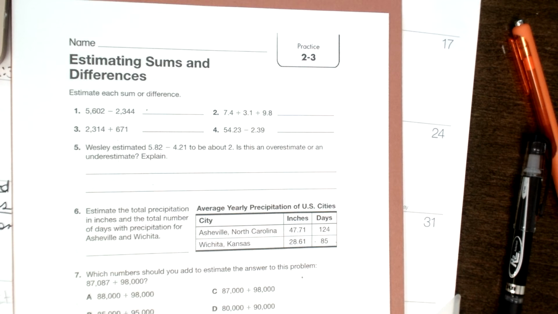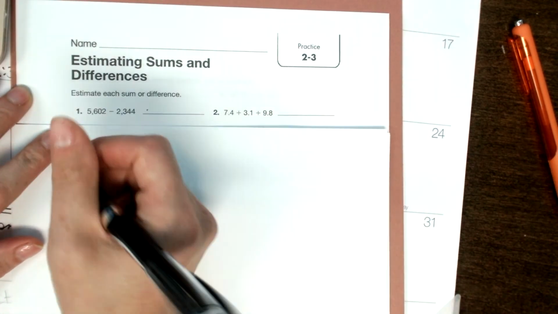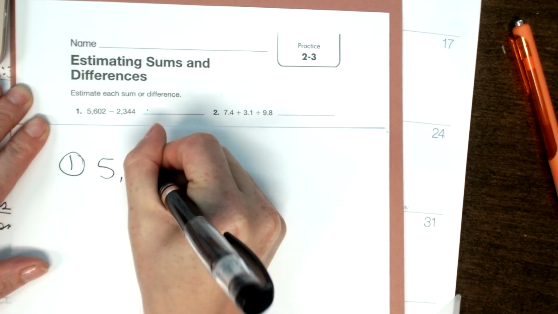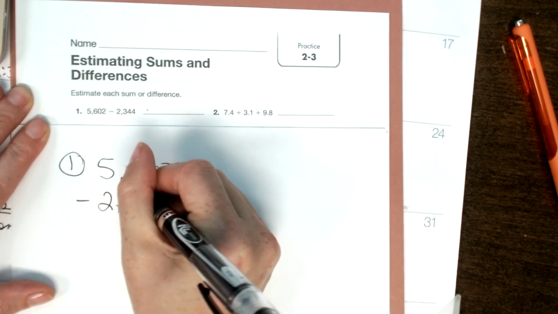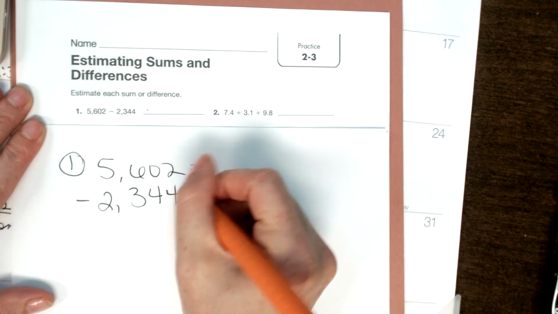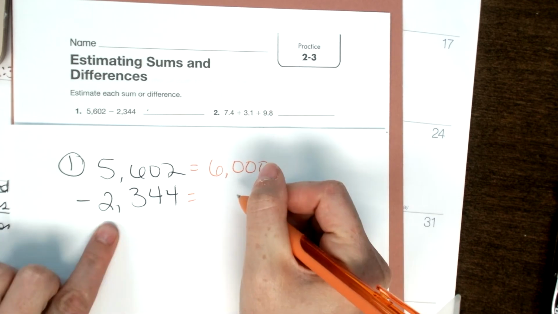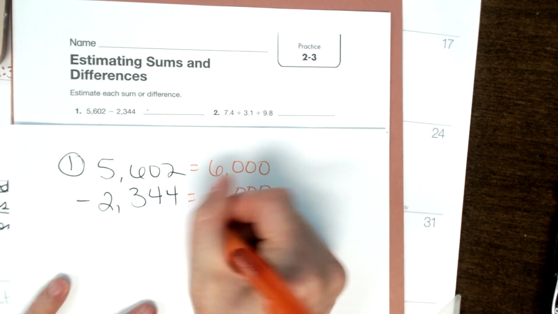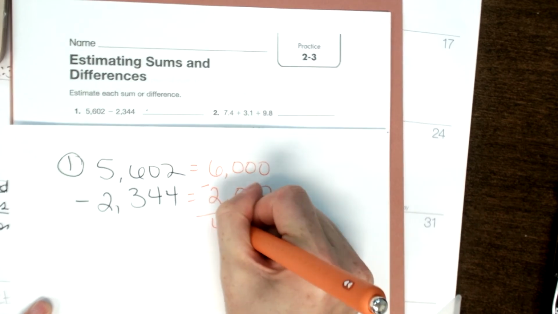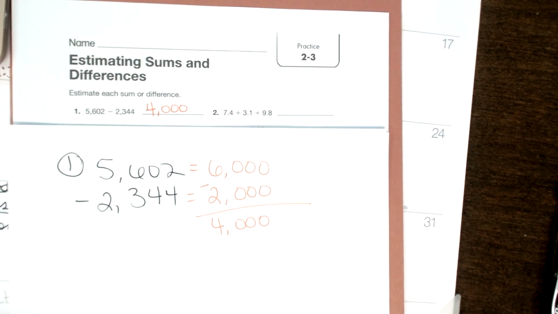So the first one is 5,602 minus 2,344. And it's wanting us to subtract on that one. What I normally do when I estimate sums and differences is I kind of change the number around a little bit. So let's say, if I round this number up to 6,000 because that's what's closest to, and then I can round this number down to 2,000 because that's what's closest to. And if I subtract that, that's 4,000. So that's the normal number I would get. Now, the book actually gave us 3,300. But, like I said, your number is going to be different than my number.